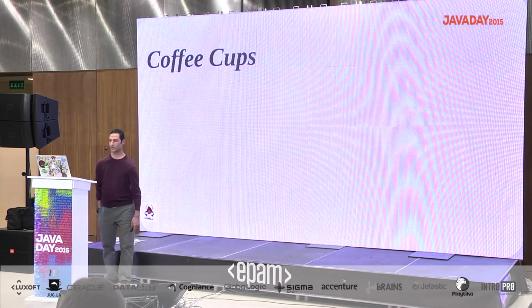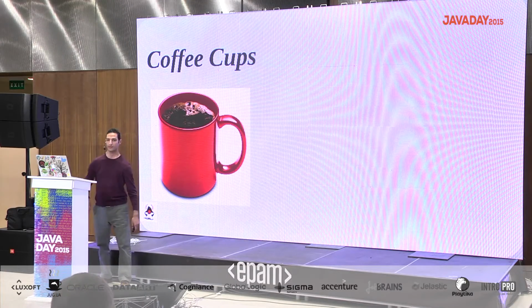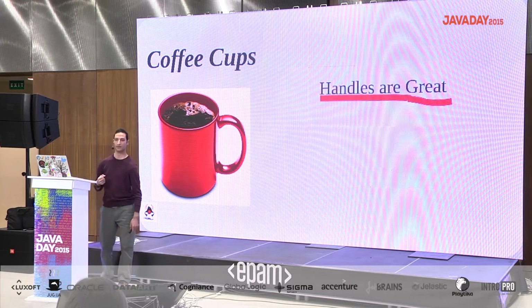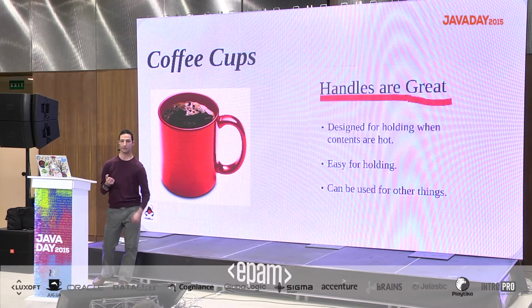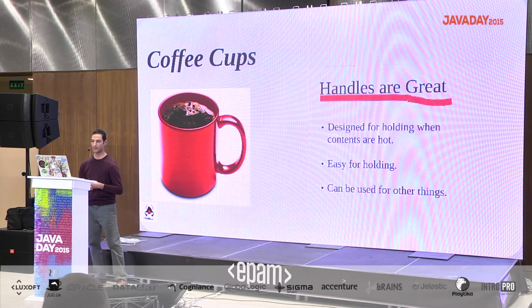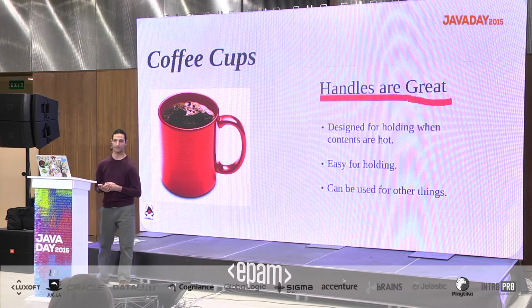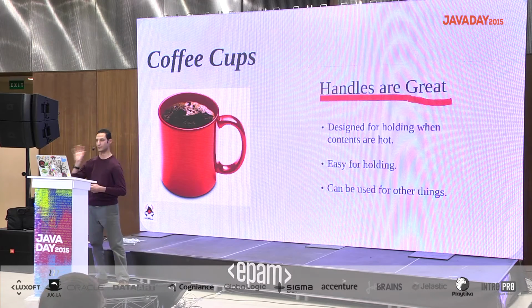Some simple example, if we have something like this, a coffee cup. You know that handles are great, right? Designed for holding the cup when it tends to be hot, so you're not burning your hand, right? Easy for holding and can be used for other things. This is the affordance of the handles. So keep in mind this terminology.